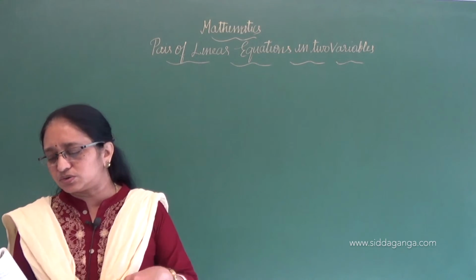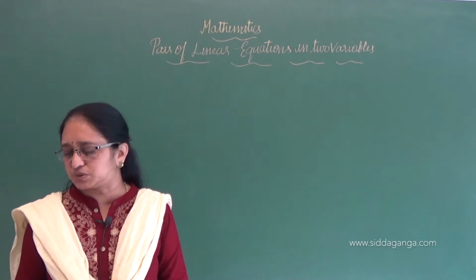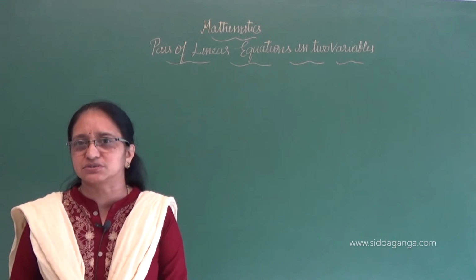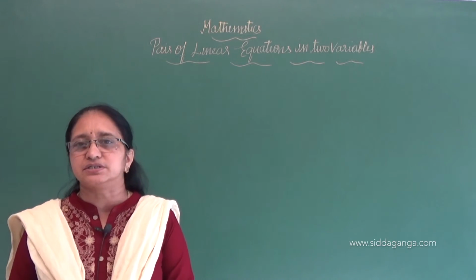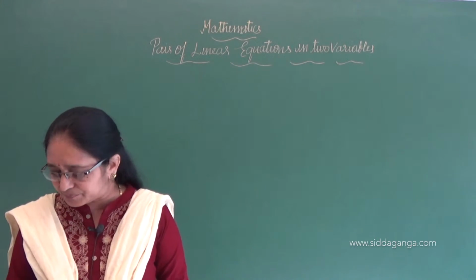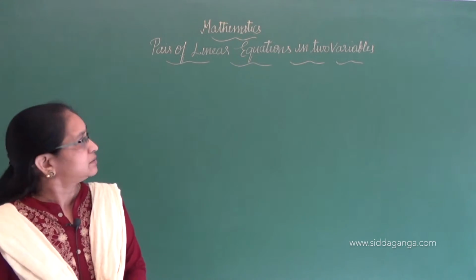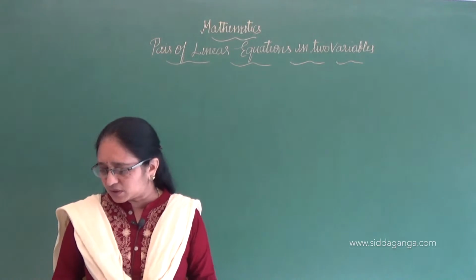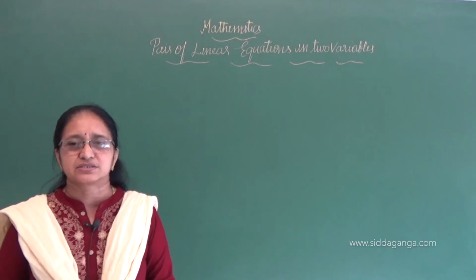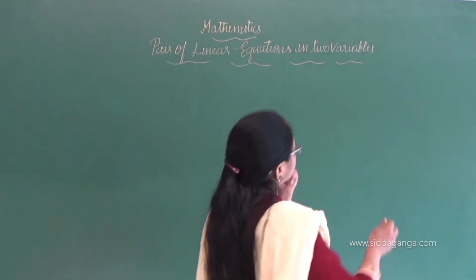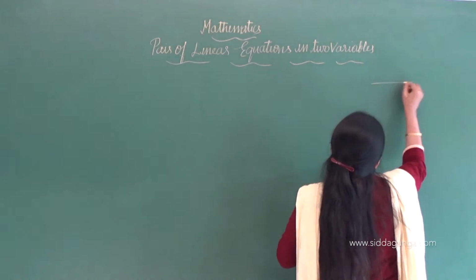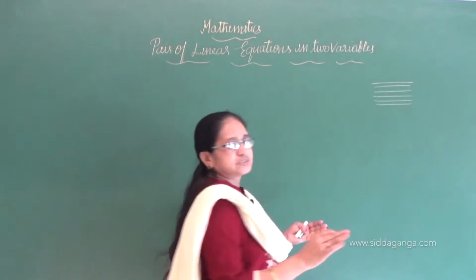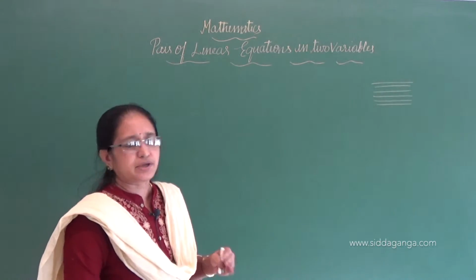Ritu can row downstream 20 kilometers in 2 hours and upstream. You can see some new terms in this question. So first let me try to explain those terms, then we will solve the problem. Here there is a word called still water and speed of the current. Still water means water which is still, it is not flowing.